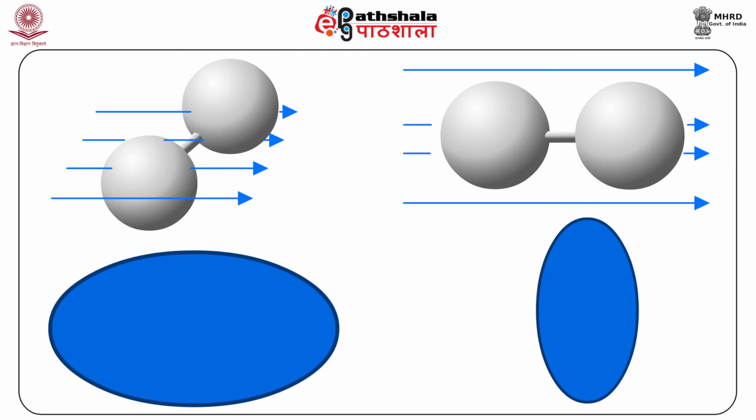For convenience, we have drawn a 2-dimensional figure, but actually this is a 3-dimensional figure, and then along the bond axis the polarizability is maximum, because you can distort the molecule most along the bond axis, and so you have the minor axis of the polarizability ellipsoid here.